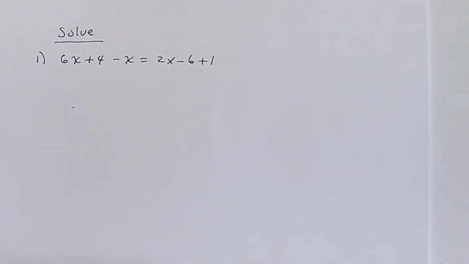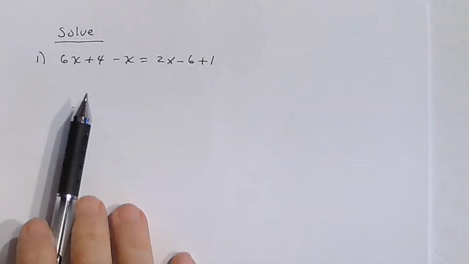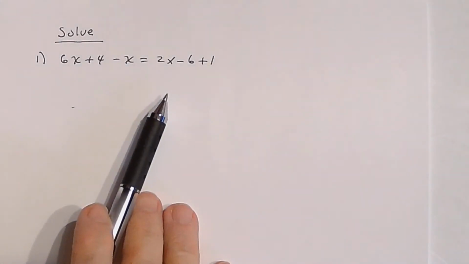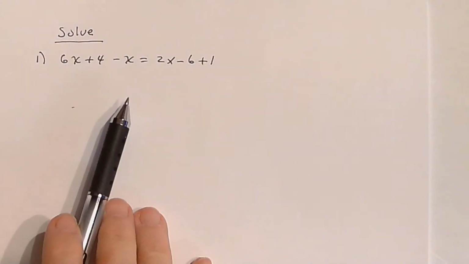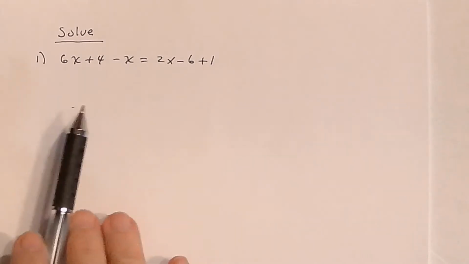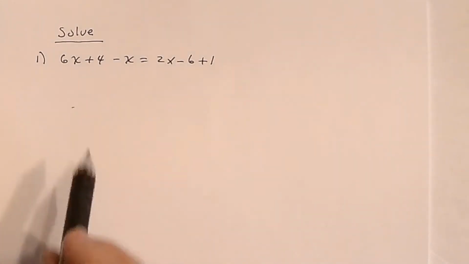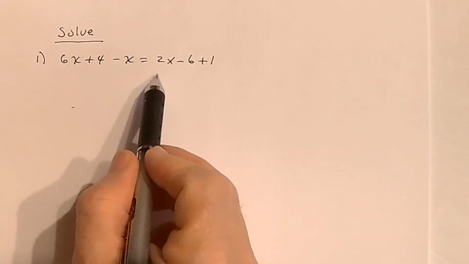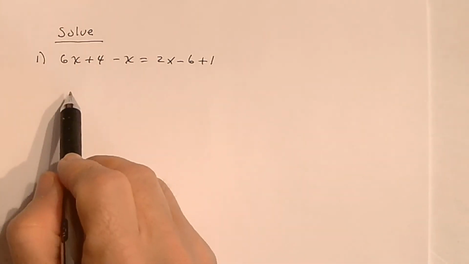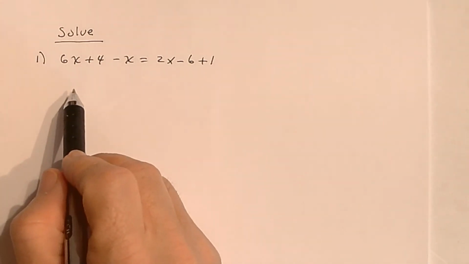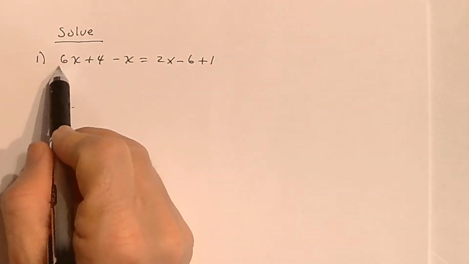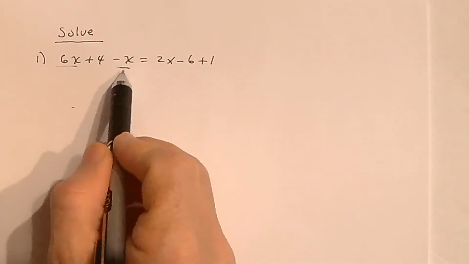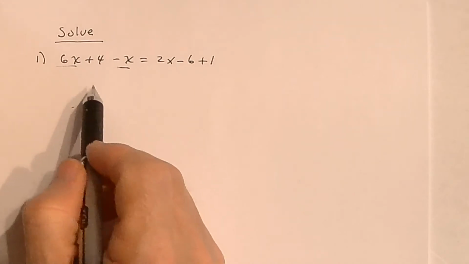Okay, so in this linear equation, I want you to notice that there are no parentheses and there are no fractions. And so this is the easy kind, where you have no parentheses or no fractions. Now I want you to notice though, that on the left side and on the right side, you have some terms that are like terms. So for example, you see the 6x and this negative x, those are like terms. And so you want to combine those.